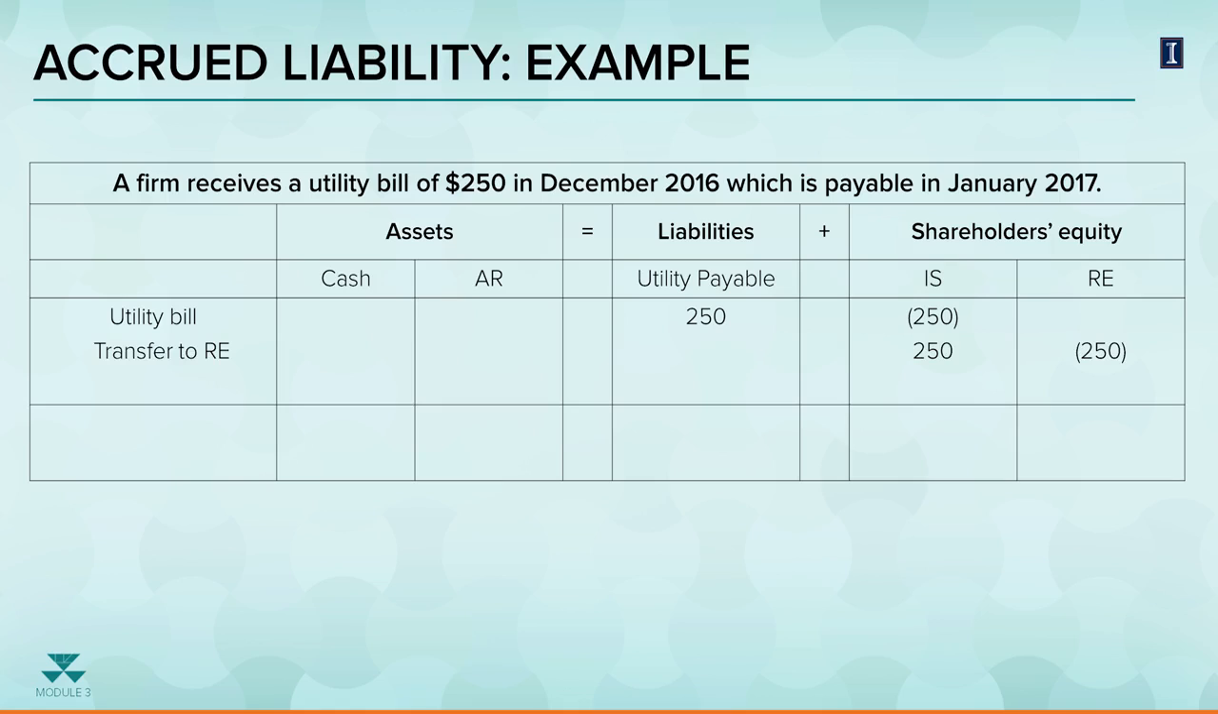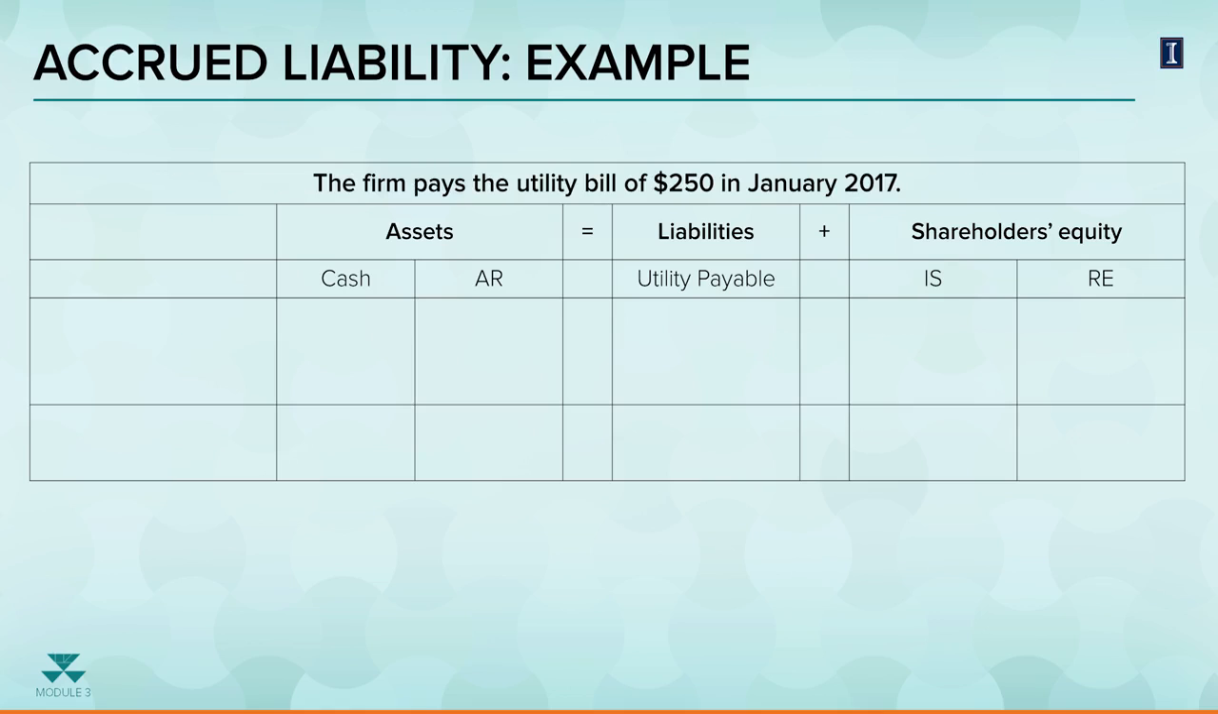The year end comes. Therefore, we need to transfer the balance on the income statement to retained earnings. So income statement balance before this transaction is $250 expense. To close this, you put a $250 gain, and then you book a $250 expense on retained earnings. So at the end of year 2016, then here are the closing balances. We have a utility payable of $250, and we have a retained earnings of $250 expense. Next year comes, and it's now time to pay this utility bill. The firm pays the utility bill of $250 in January 2017.